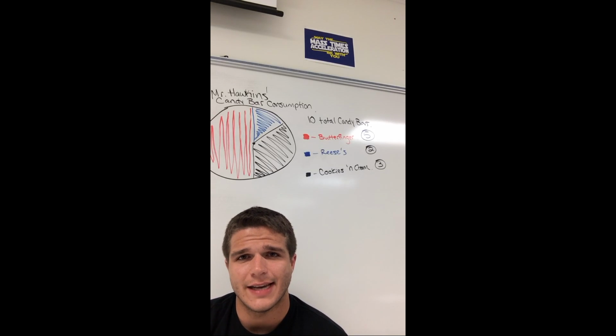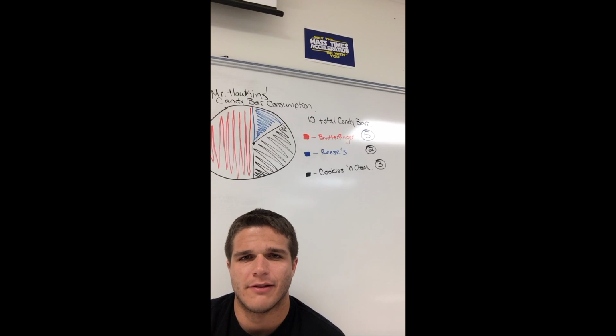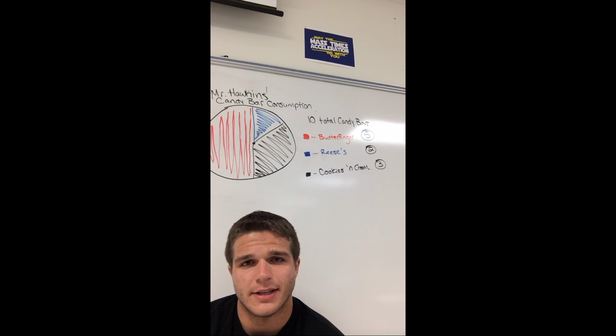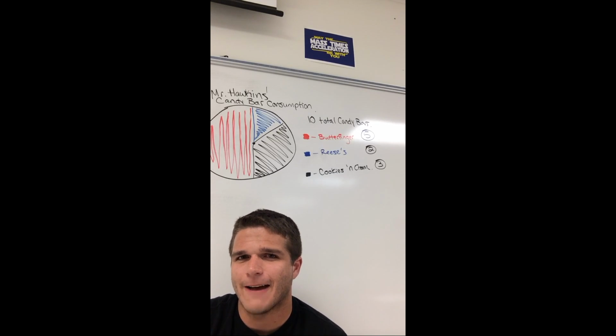Now let's say that this graph, as you can read, tells you Mr. Hawkins' candy bar consumption. Right now, if you look, the red one tells you the amount of Butterfingers that I ate. The black color tells you the amount of cookies and cream candy bars I ate. And the blue one tells you the amount of Reese's that I ate. So if you look at that graph, take a few seconds, jot down what you think my favorite candy bar would be based on the consumption that I had.